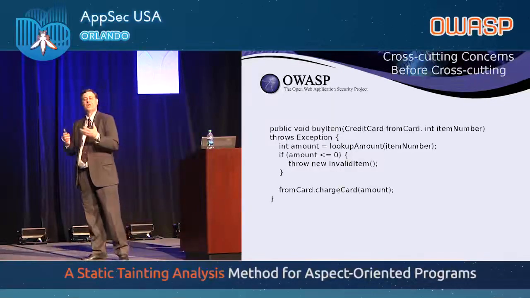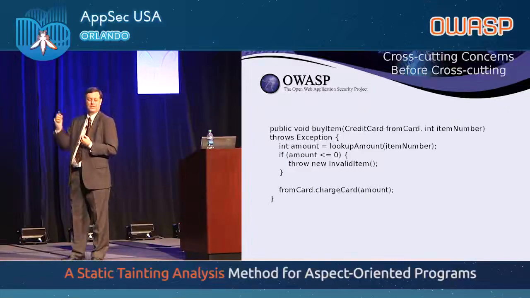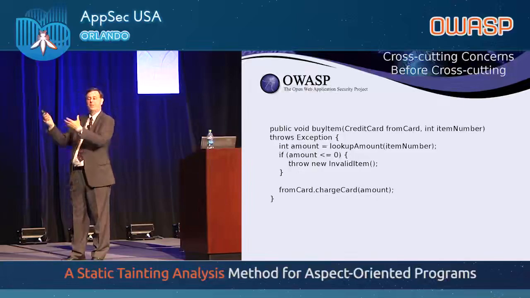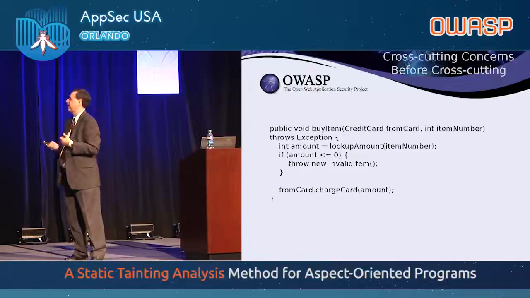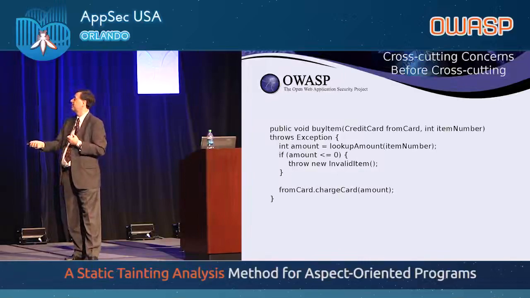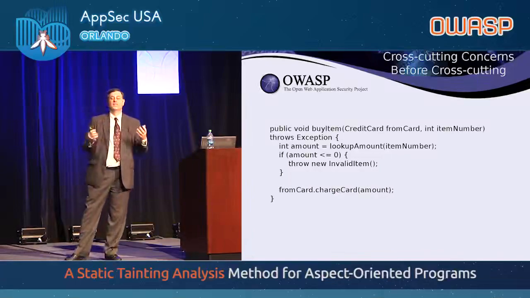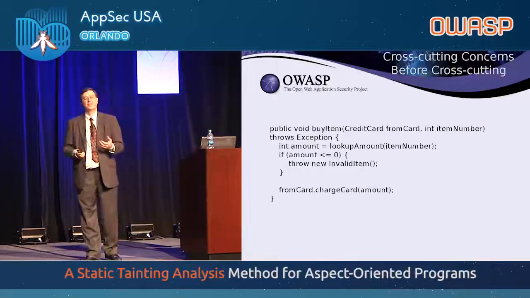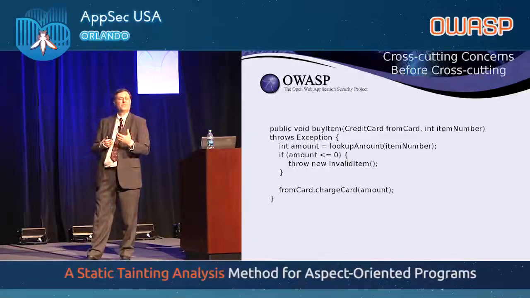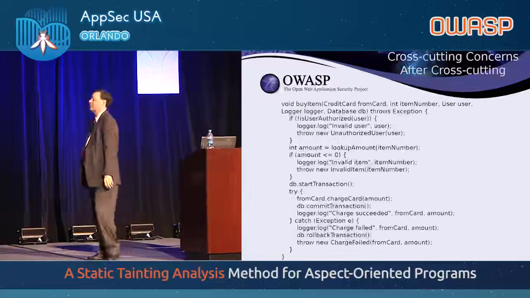Maybe we want to have some authorization before they execute this charge. Maybe we need to do some logging. Maybe we need to handle the exceptions that come back from the charge card. That charge card function, if it throws an exception, maybe we need to handle that. There's a lot of things we can do here. What if we need to do database transactions? Well, after adding all these cross-cutting concerns, that's what the code looks like.